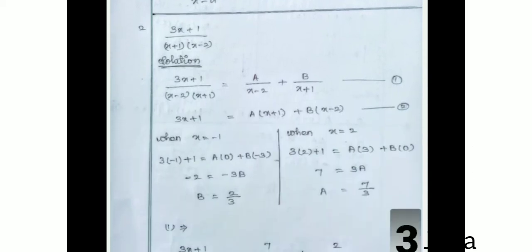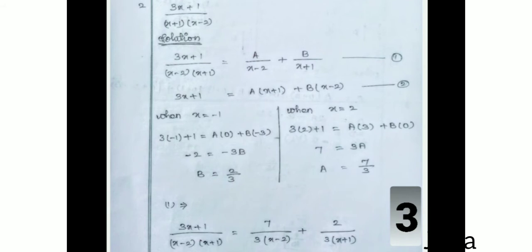Second problem, 3x plus 1 divided by x plus 1 into x minus 2. At the denominator I have two factors, so I want to introduce two constants. Let me take it like this. The given problem is equal to A by x minus 2 plus B by x plus 1. Either we can take x plus 1 here and x minus 2 there, both are the same, so no problem about that. We just want to split into two partial fractions.